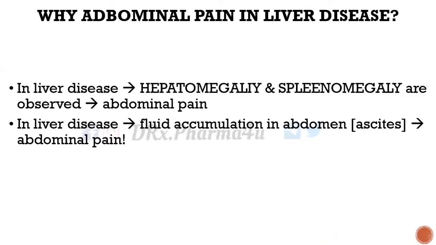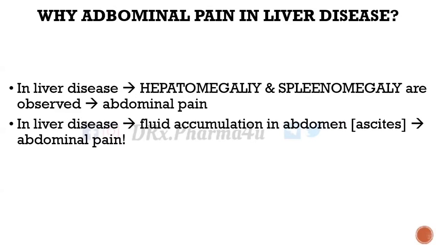Now let's come to the next question. Why abdominal pain in liver disease? So in liver disease, actually hepatomegaly and splenomegaly are observed. So that actually leads to abdominal pain. And the other reason that we found is that in liver disease, fluid accumulation occurs in the abdomen.